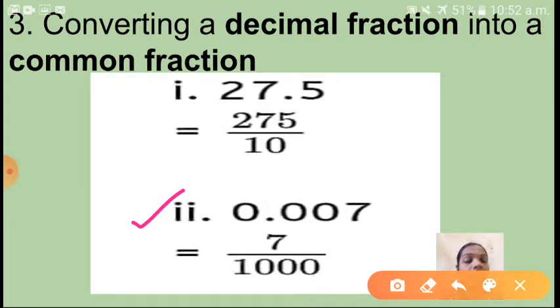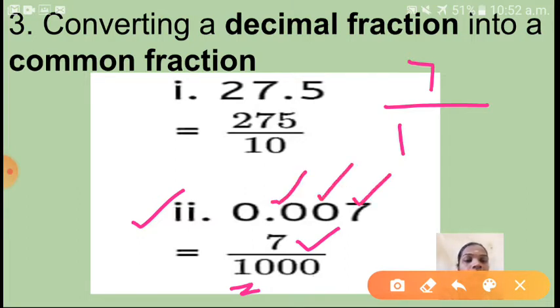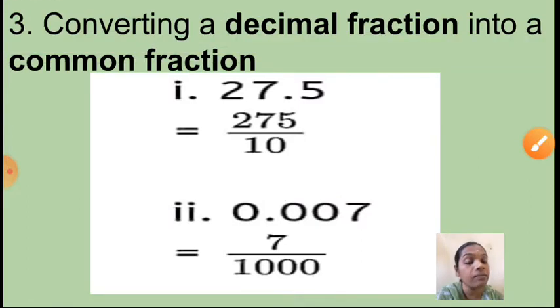0.007. The first step is, ignore the decimal point. That means 7. Upon 1 you have to write. I will write and show you, children: 7 upon 1. Afterwards, you have to count the digits after the decimal point. How many digits are there? Yes, 1, 2, 3. So you have to write three 0s. What is your answer here? Yes, 7 upon 1000.